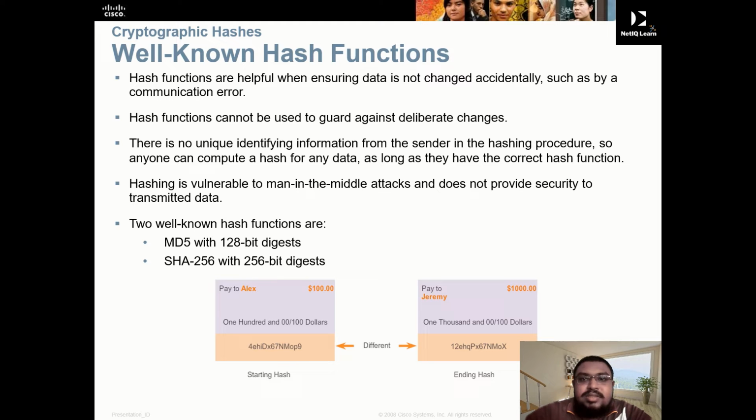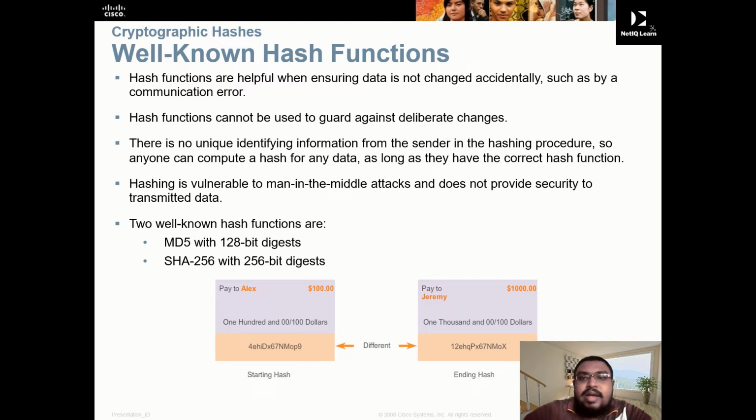Hash functions cannot be used to guard against deliberate changes. There is no unique identifying information from the sender in the hashing procedure, so anyone can compute a hash for any data as long as they have the correct hash function. Hashing is vulnerable to man-in-the-middle attacks and does not provide security to transmitted data.